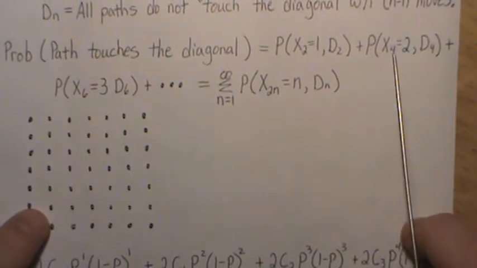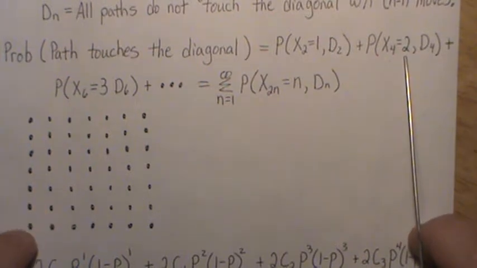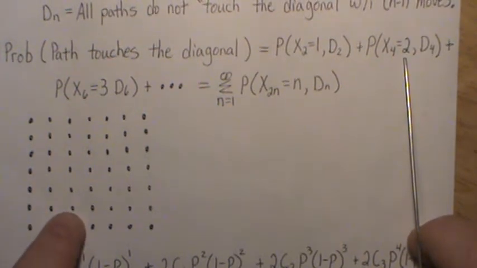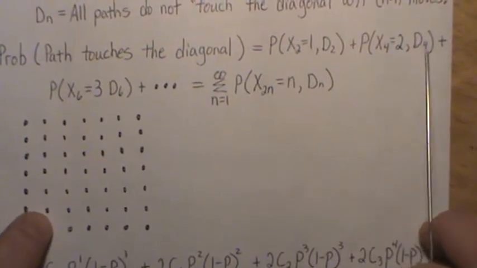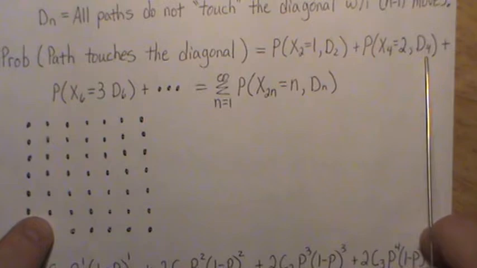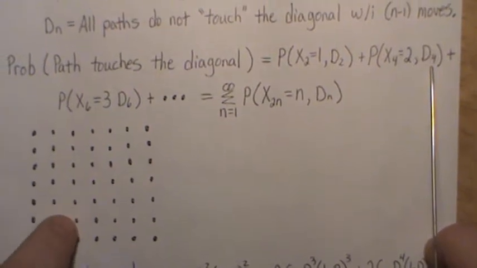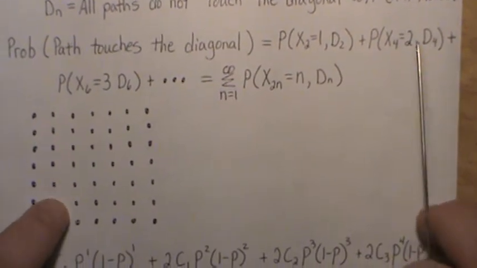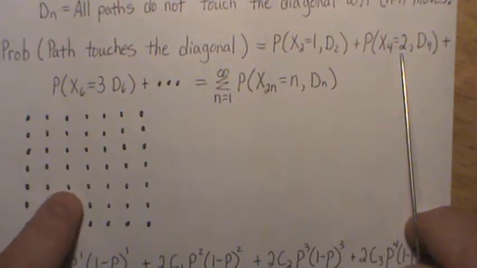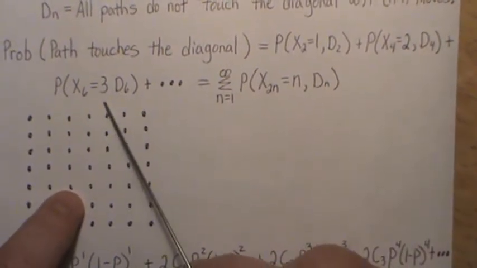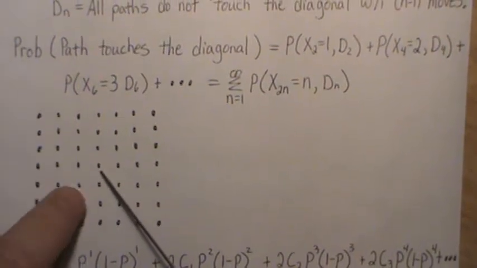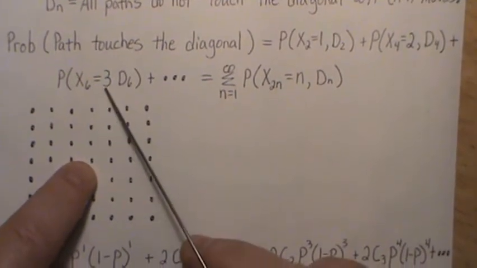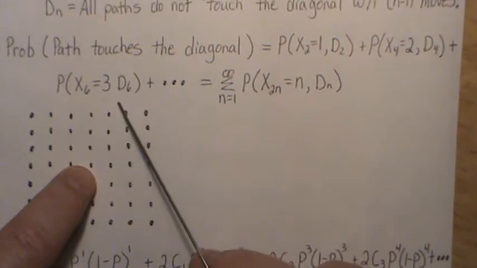So here, this says the probability that X4 is equal to 2. So in 4 moves, 1, 2, 3, 4, we're at this point, but we haven't touched that diagonal element. So that's what this D4 represents. In 4 moves, we haven't touched that diagonal until we get to that one. And then what's that probability? And here, this is the probability that in 1, 2, 3 moves we're at this point, but we haven't touched the diagonal prior to that.